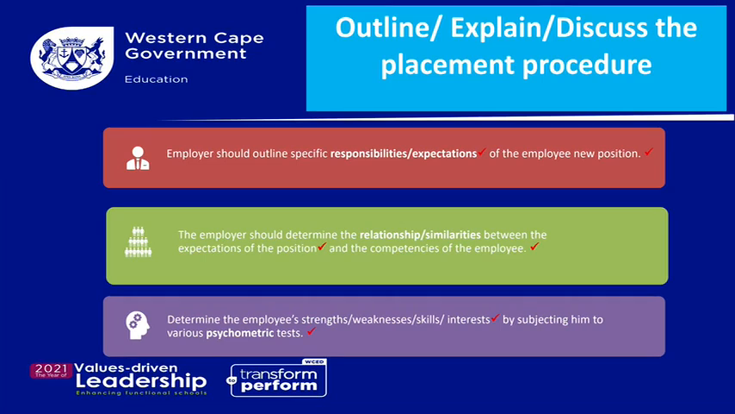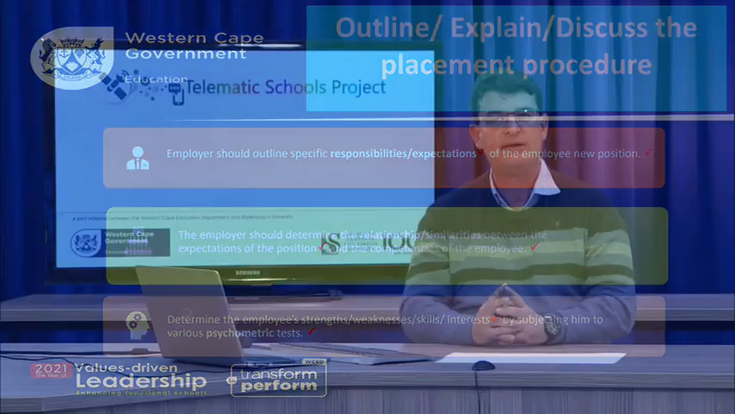Right, and then the last one, determine the employee's strengths, weaknesses, skills, and interests by subjecting him to various psychometric tests. Now, guys, a psychometric test is a test that they use to measure your natural ability in certain things. An IQ test, for example, is a psychometric test, but you cannot use that to make a person not hire a person based on a psychometric test. It is only an example that you're going to use to see what is this person's personality like and where will they gel the best in this whole organization.